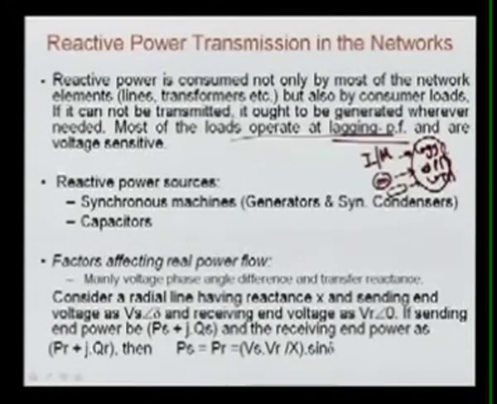So if reactive power cannot be transmitted, it ought to be generated wherever it is needed. Also, this reactive power or voltage problem is a local phenomenon. It is not possible to transmit reactive power from a very far end to the load center. However, for real power, it is possible.